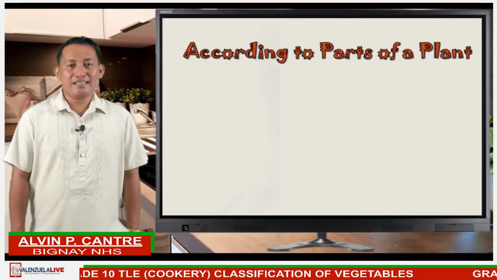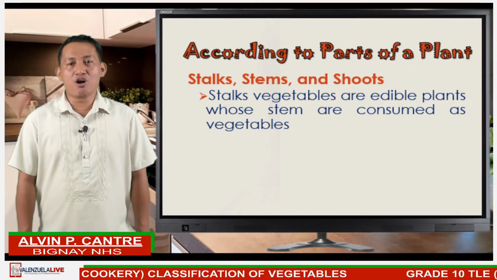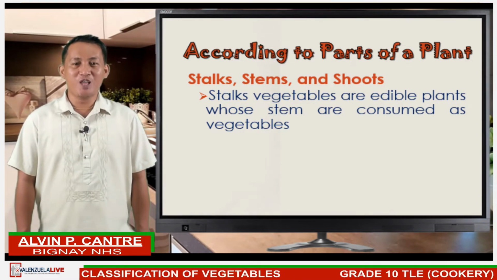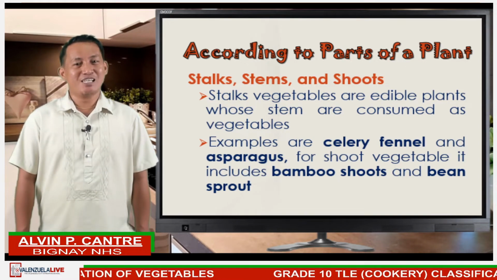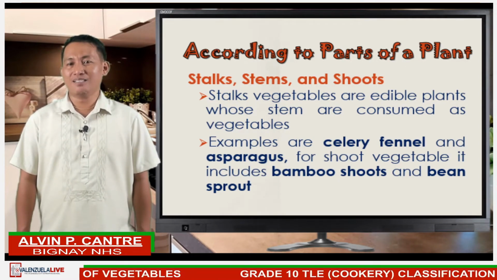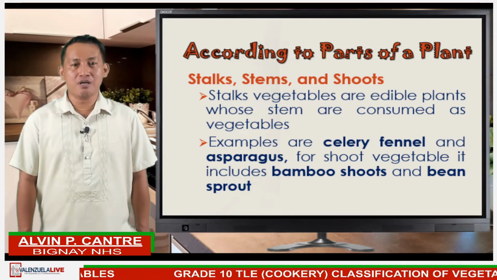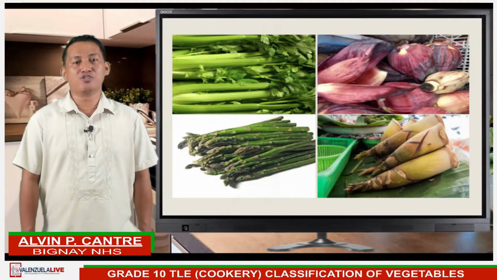Next is stalk, stem, and shoots. Stalk vegetables are edible plants whose stem are consumed as vegetables. Examples are as follows: celery, fennel, and asparagus. Shoot vegetables include bamboo shoots and bean sprouts.